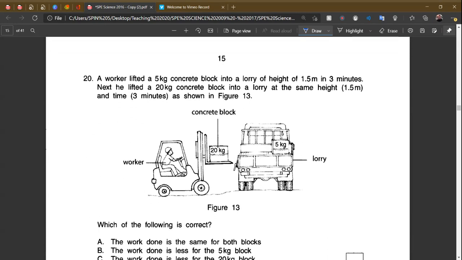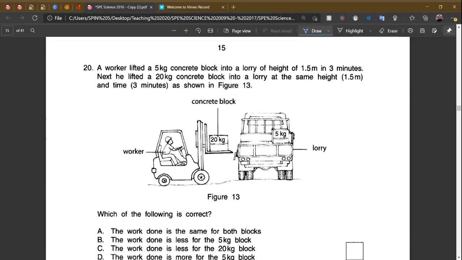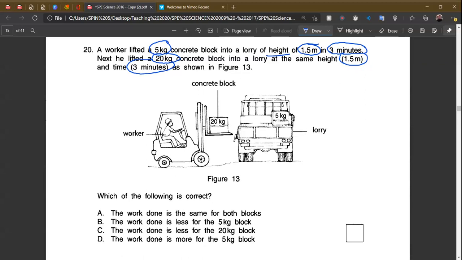Number 20. A worker lifted a 5 kilogram concrete block into a lorry of height 1.5 meter in 3 minutes. I'll circle all the numbers so that I can take note. There's 5 kilogram, there's 1.5 meter of height, and the time is 3 minutes. Next, he lifted 20 kilogram of a concrete block into a lorry at the same height, also 1.5 meter and 3 minutes. So again, just circle it just to see the similarities as shown in figure 13. Which of the following is correct?